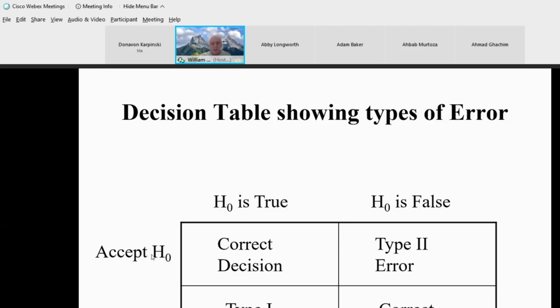There are two different ways that you can make an error. A type 1 error is when you reject H0 when it's true. A type 2 error is when you accept H0 when it's false.